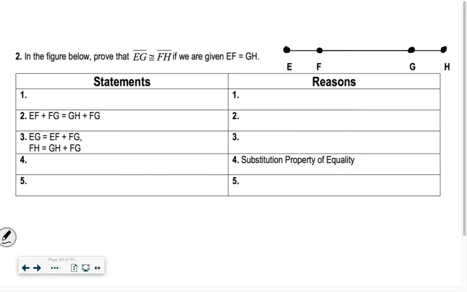All right, in the figure below, prove that EG is congruent to FH if we are given that EF is equal to GH. So we're going to start with what we were given. EF is equal to GH, and we write given. All of you should get this point on the test.